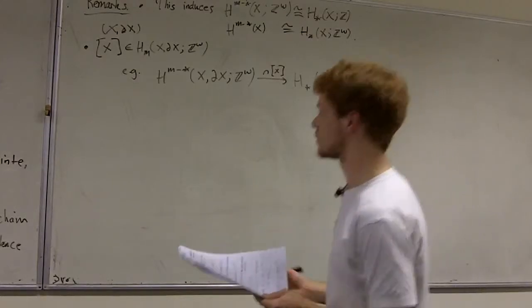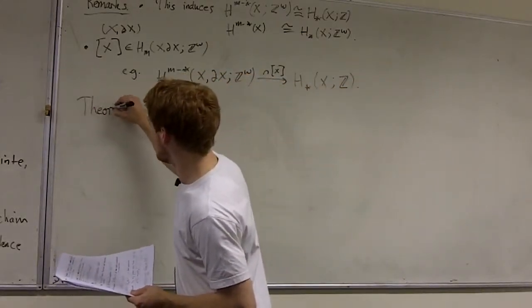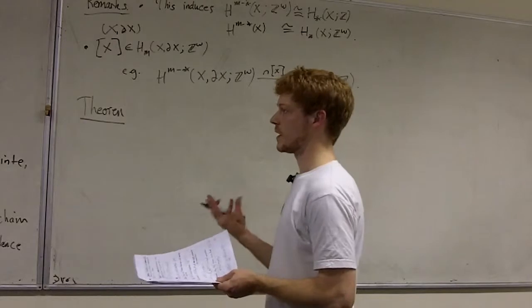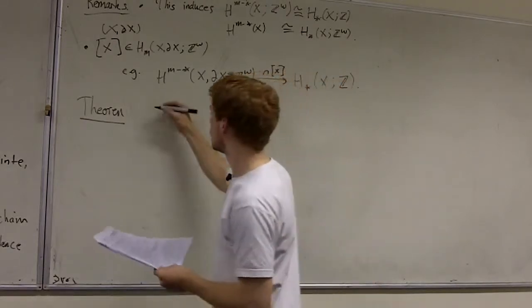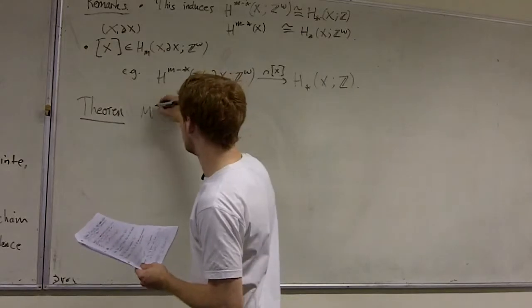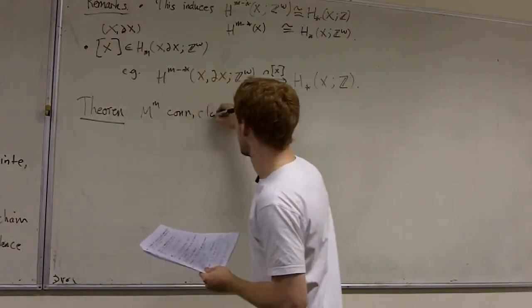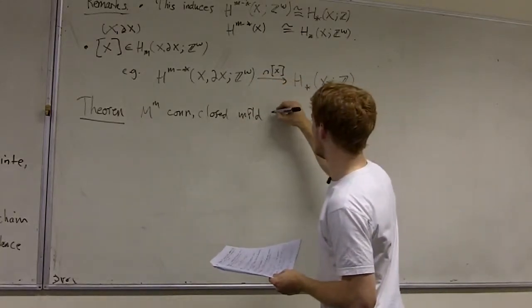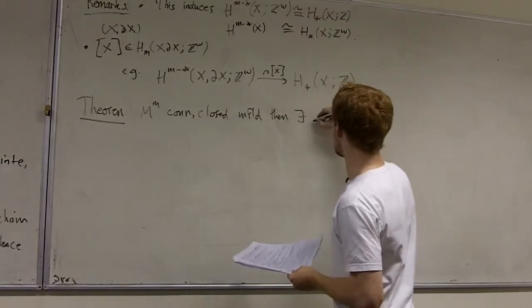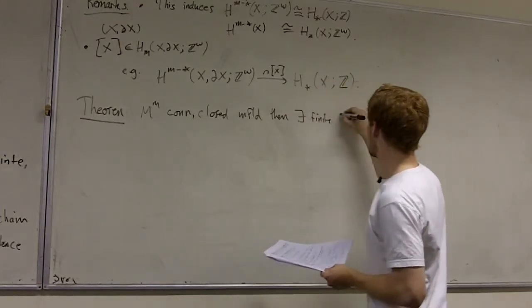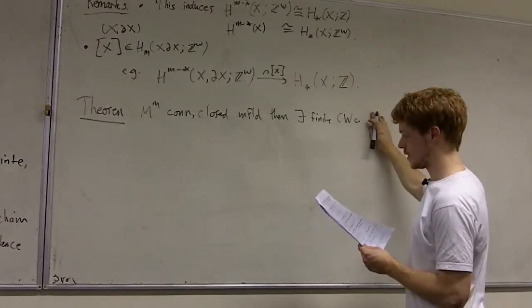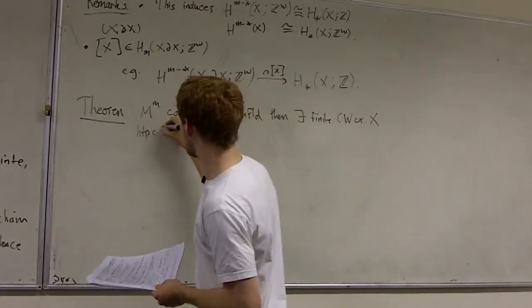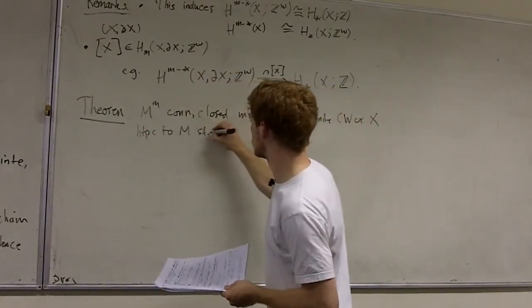Okay, so as I said out loud, the point of doing this is that this should be the first obstruction to there being a manifold homotopic to our CW complex. So I guess the theorem is: if M^n is a connected, closed manifold, then there exists a finite CW complex X homotopic to M such that X is a Poincare space.